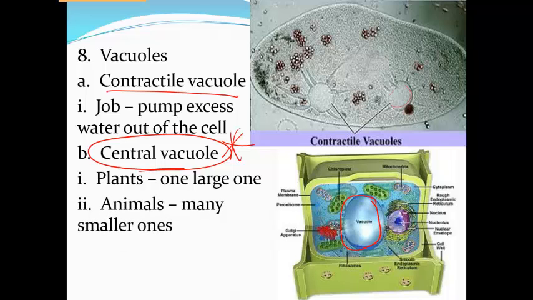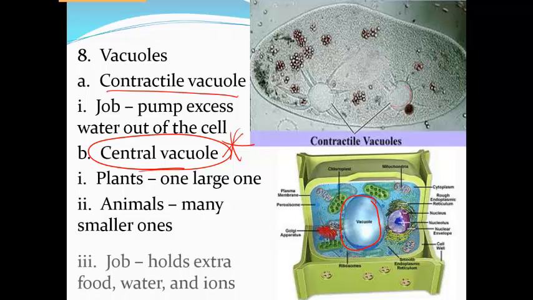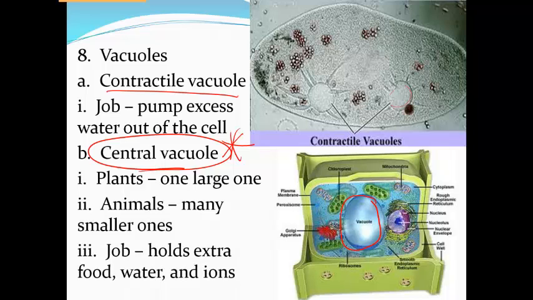Animals have vacuoles as well, central vacuoles, but they're usually a lot smaller, and they might have maybe 3 or 4 of them instead of just one. The job of the central vacuole is a little different. The job is to pretty much be a storage container. So it's going to hold extra food, extra water, extra ions like salt particles, sodium and chlorine ions, and things like that.